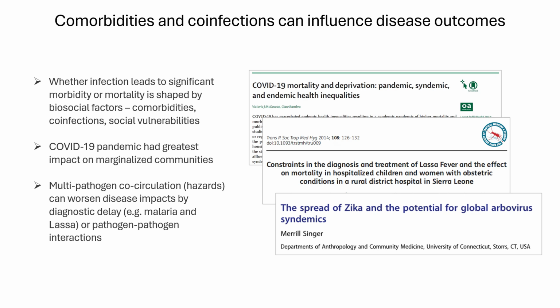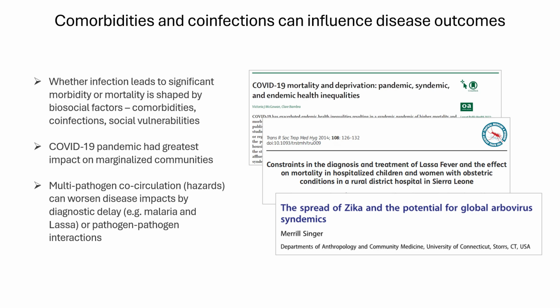But the circulation of multiple pathogens, multi-pathogen hazards, can worsen disease impacts overall, not only through the interaction of pathogens with each other, such as arboviruses, but also by causing delays in diagnostics. So in areas where there's a high circulation of malaria and Lassa fever together, many Lassa cases are misdiagnosed as malaria and treated as malaria for a while until it becomes clear that they're not responding to malaria treatment, by which point Lassa becomes the diagnosis of last resort.